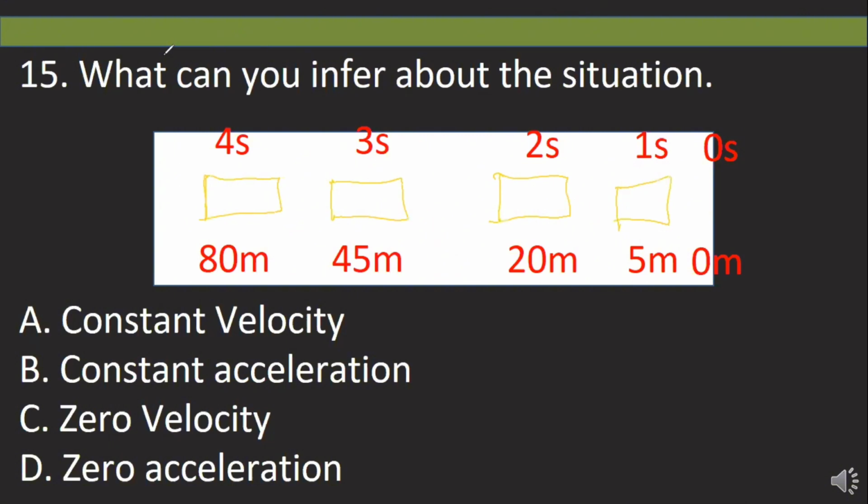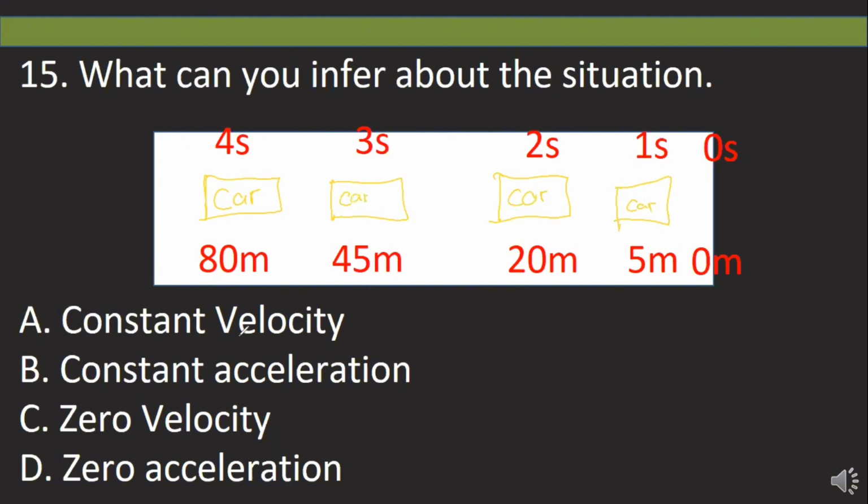Okay, let's try to answer this. What can you infer about the situation? As you can see, we have here a car, or let's say this yellow one represents the car. So this is the motion of the car. Now, on the choices, it says: is it constant velocity, constant acceleration, zero velocity, or zero acceleration?